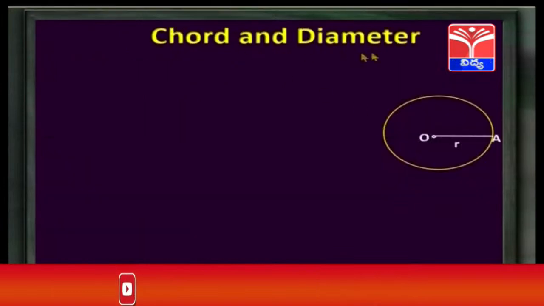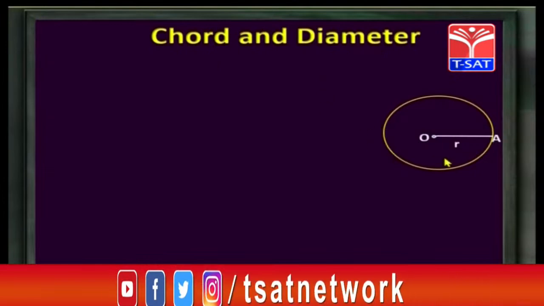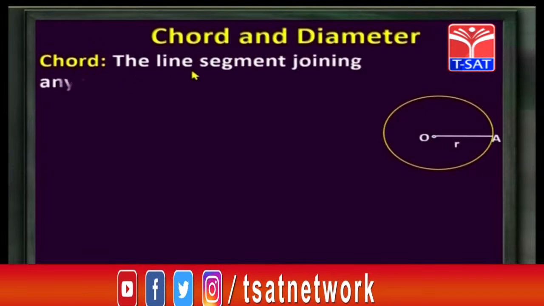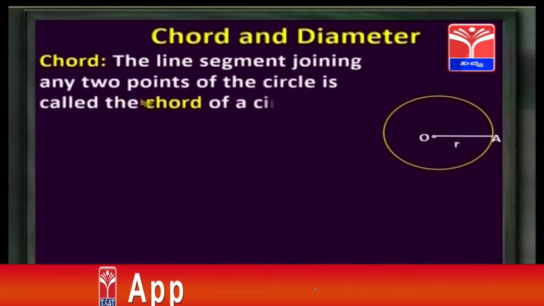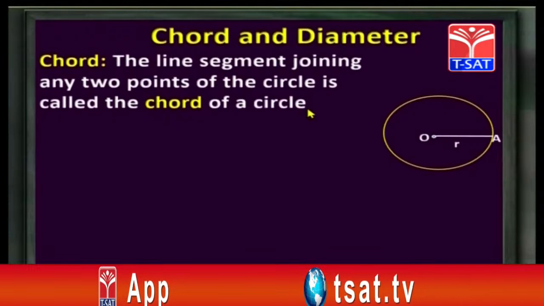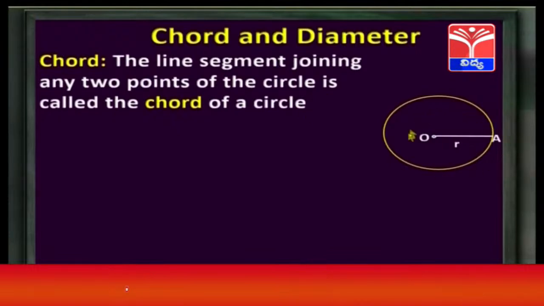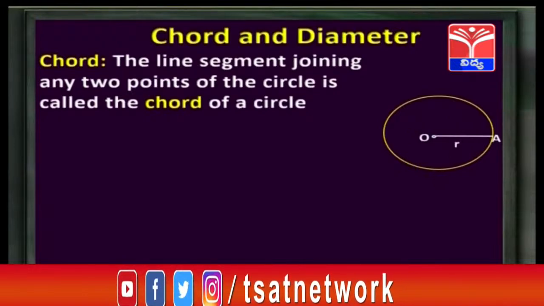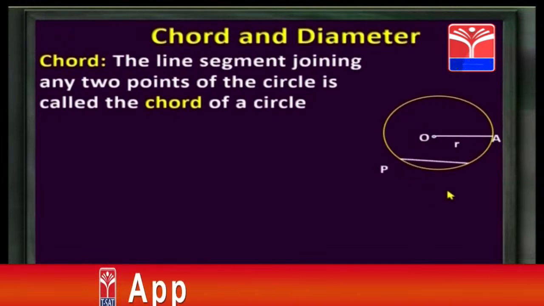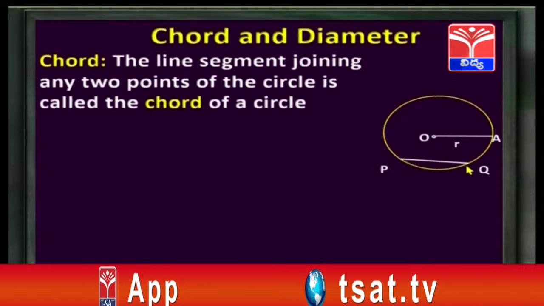Now, chord and diameter. What is a chord? A chord is the line segment joining any 2 points of the circle. How many chords can we draw in a circle? We can draw infinitely many chords in a circle. So, these are 2 points P and Q. Here PQ is a chord.